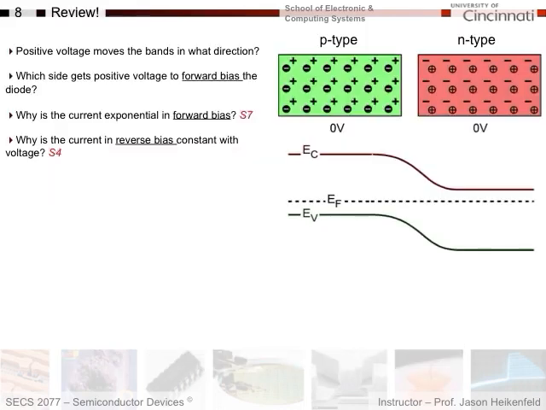So that's it for this first part. Really make sure you understand those things and can answer these questions, and then in the next part we'll start to basically derive the equation for the diode equation using semiconductor parameters, which we've seen before.